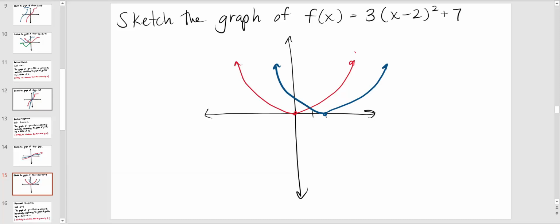I once again forgot to label my base function. This is y equals x squared. And now I'll be sure to label this one. This is y equals x minus 2 squared.